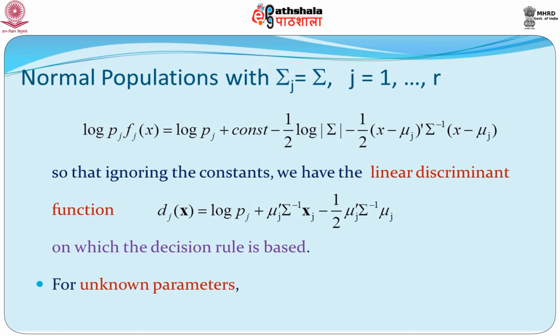For unknown parameters, again the sigma and the mu j's can be replaced by their sample versions. So, we have mu j's replaced by the corresponding sample means xj bars and the sigma replaced by the pooled variance S. In today's lecture, we have looked at the classification rules for several populations.